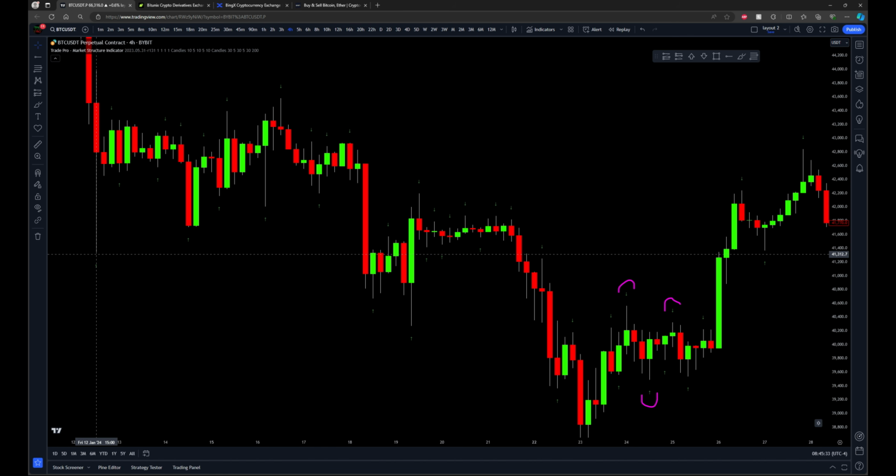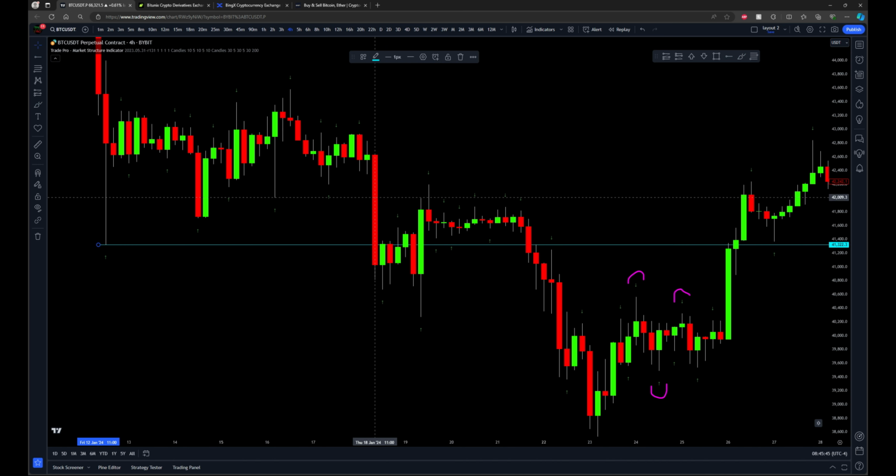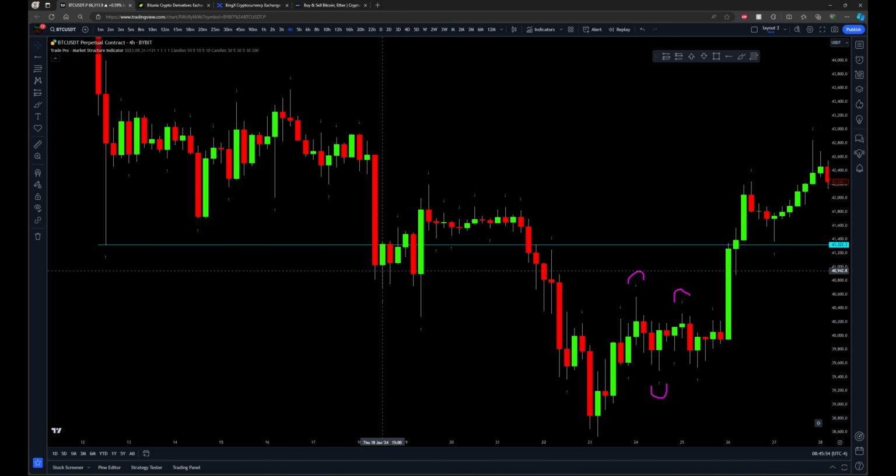Okay, on close as well. That's important. So this is a valid pullback here. This is a valid pullback, and they're separate pullbacks. So why are they separate? Well, we broke down on this candle here on close. And so at that point, that is a breakdown in structure. So that is a structure break.